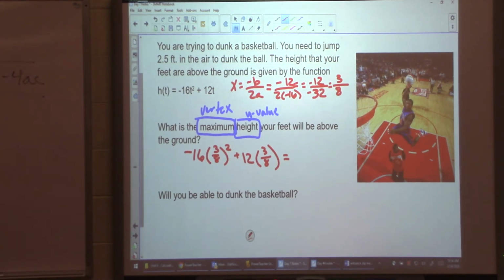Do you square the 3/8? Yep, so you do 3/8 squared and then times negative 16.